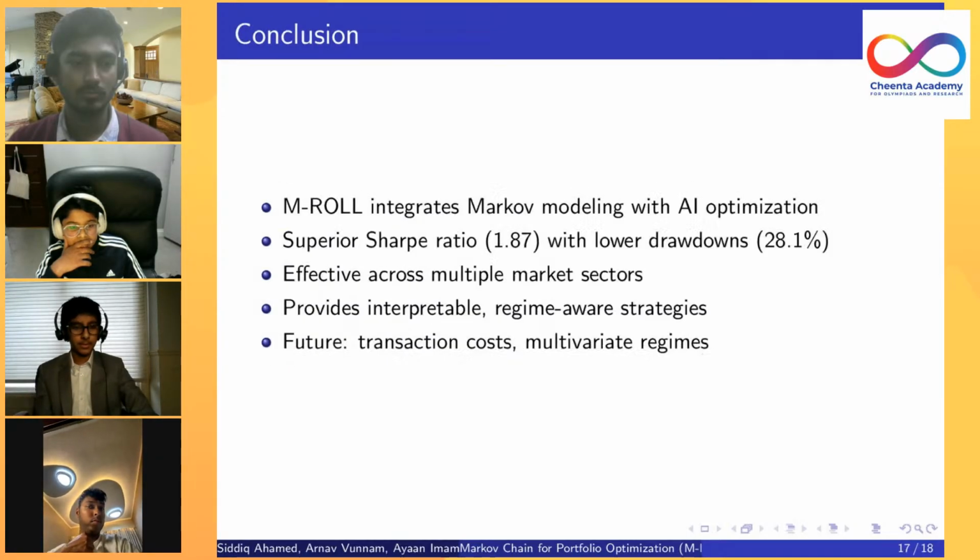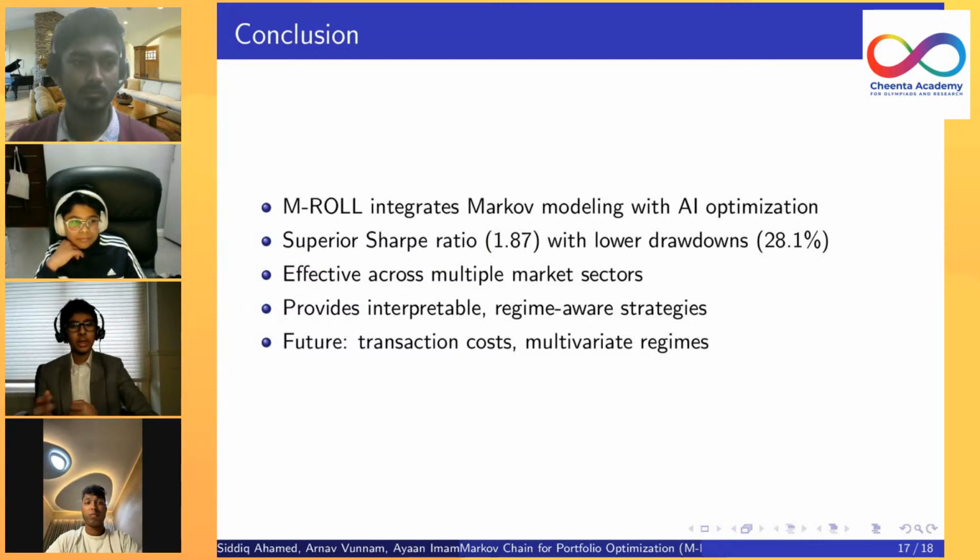Next slide, please. So, to summarize it all up, everything that Emerald gave us was a superior Sharpe ratio of 1.87 compared to many other simpler strategies, and lower drawdowns of only 28.1%. It's effective across not just technology or finance, but most market sectors. It's also interpretable and it can predict, since this market is not always predictable. It can predict the unpredictable, simply. Now, the future is multivariate regimes with more variables than just the two we talked about, and transaction costs too. Thank you.